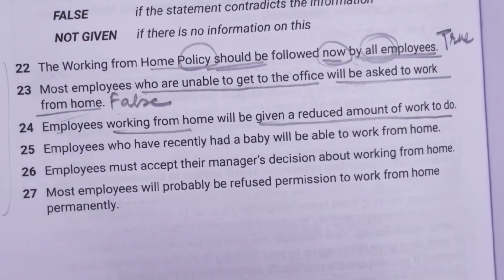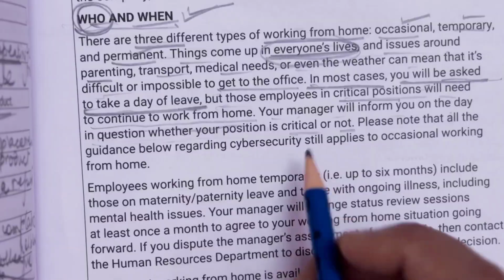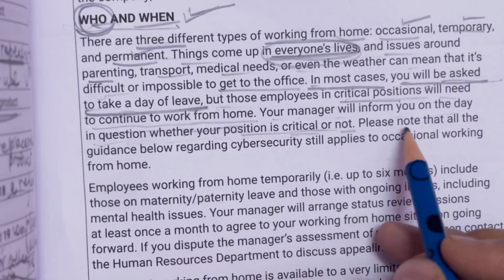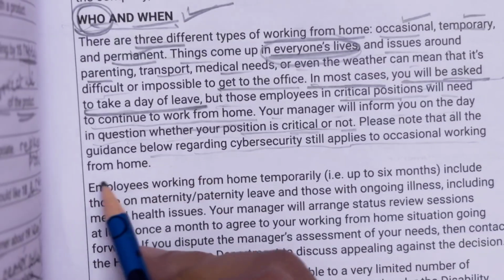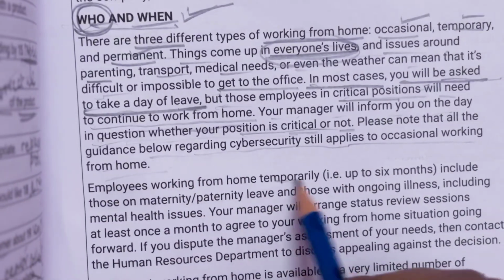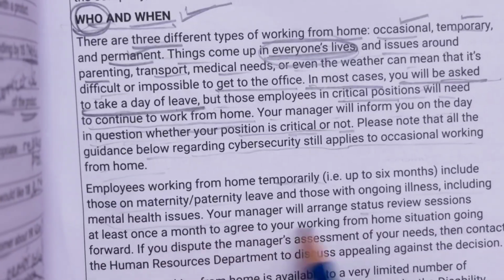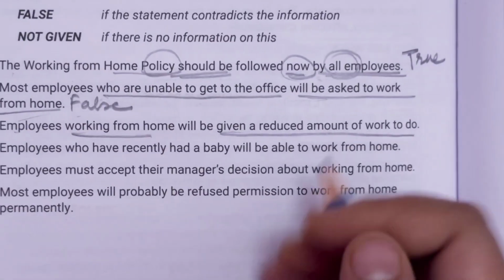Employees working from home will be given a reduced amount of work to do. That is not mentioned, I guess. Whether you'll be given less work or more work, your manager will inform you on the day in question whether your position is critical or not. All the guidance below regarding cybersecurity still applies to occasional working from home. Not mentioned whether you will be given less work or more work. So definitely not given.